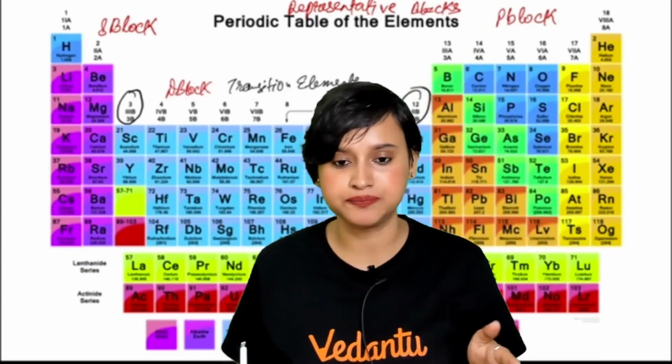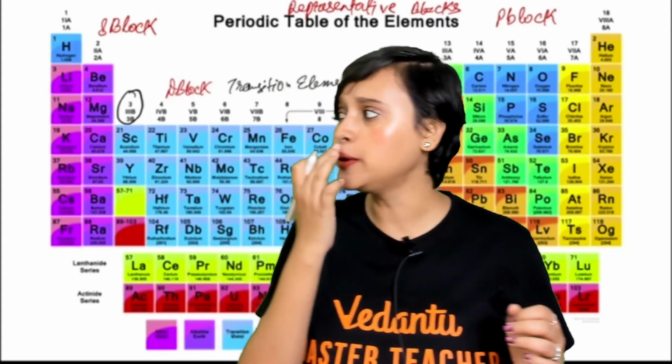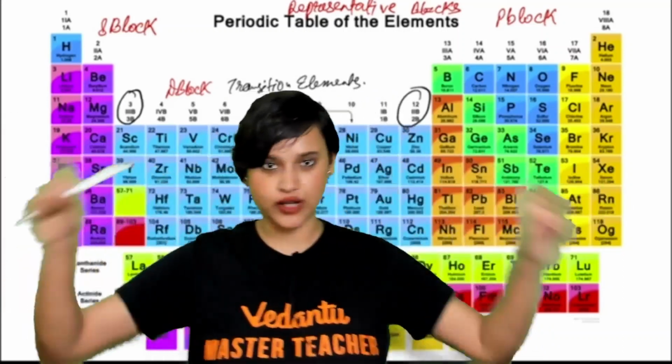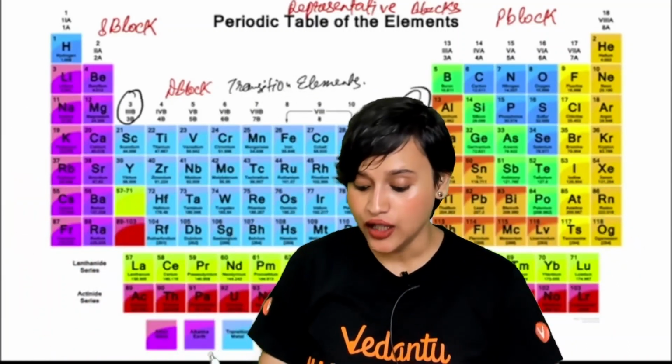Groups are top to bottom. Yes, groups are top to bottom, right? And periods are left to right. Correct? Now, look at this.